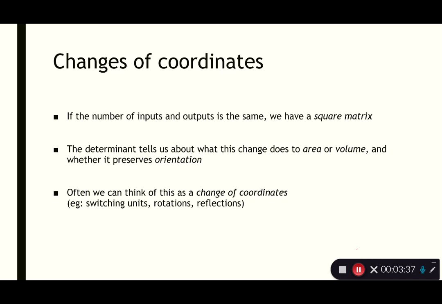So that's the things we've seen before, but another important example is what's called a change of coordinates. If we have the same number of inputs and outputs, that gives us a square matrix. And the determinant tells us about the effect of this square matrix on area and volume and whether it preserves orientation. We think of these as remapping things. They tell us a different way to think about space.